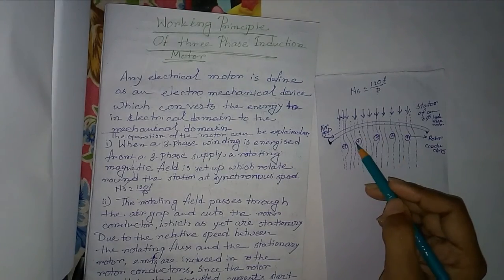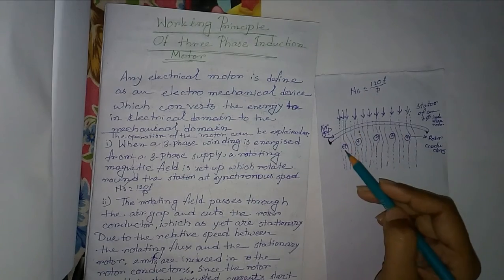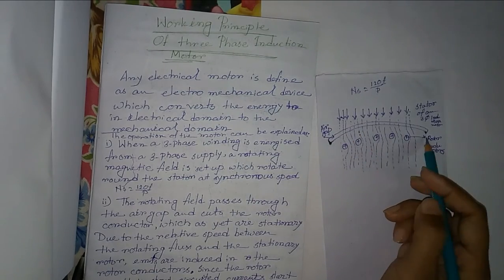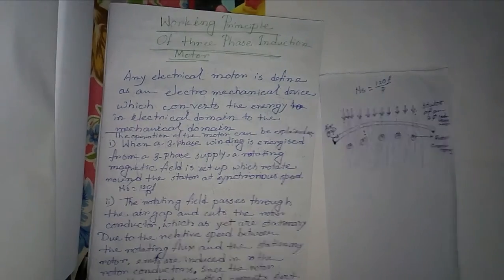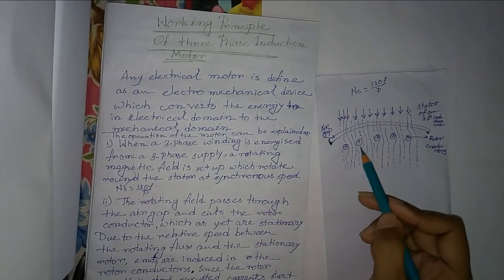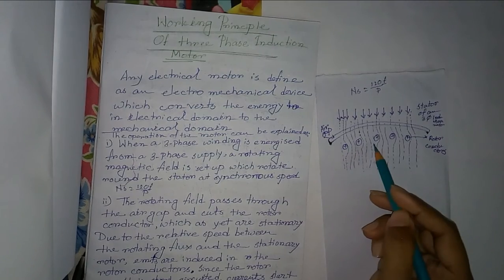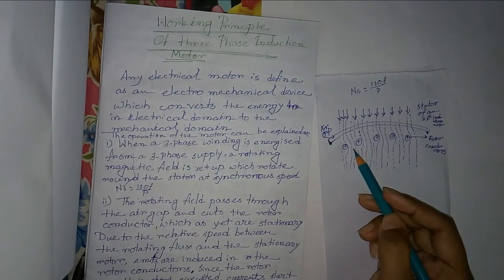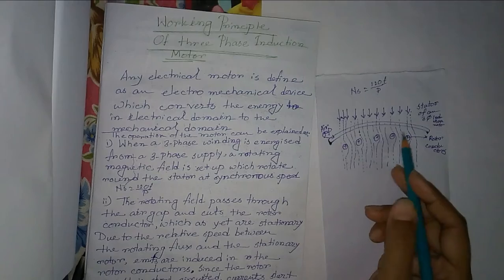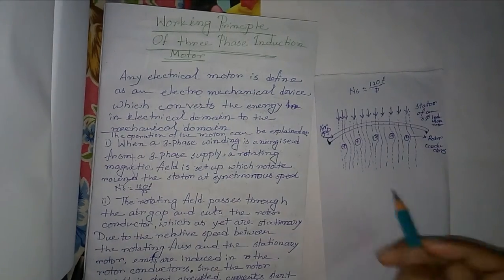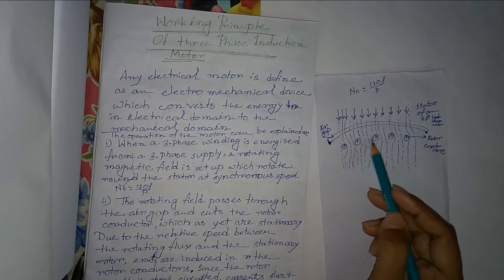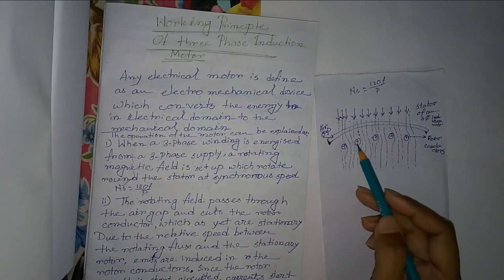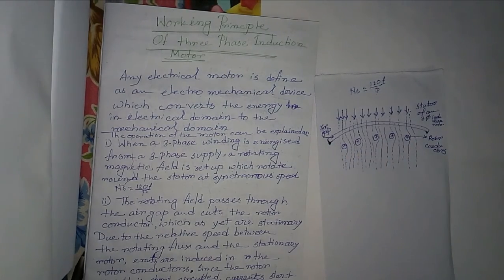The rotating field passes through the air gap and cuts the rotor conductors, which are stationary. Due to a relative motion between the rotor conductors and the rotating flux, EMF is induced in the rotor conductors. Since the rotor circuit is short-circuited, current starts flowing through the rotor conductors.